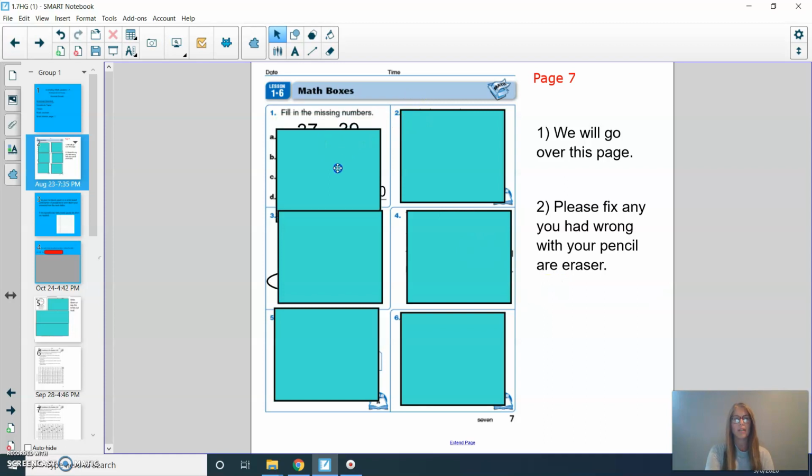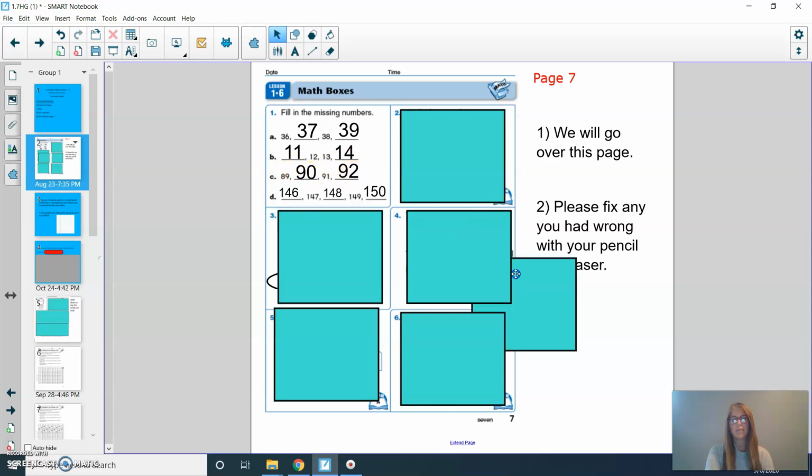Looking at question number 1, we needed to fill in the missing numbers. We had 36, then we should have had 37, then they gave us 38, and lastly we should have had 39. Then we needed to find the number that comes right before 12, which was 11. Then they have 12, 13, and then we should have put 14. For letter C, there was 89, then we would have put 90, 91, and 92. For letter D, they gave us 147, so we know 146 comes right before. After 147 would be 148, 149, and then we should have written down 150.